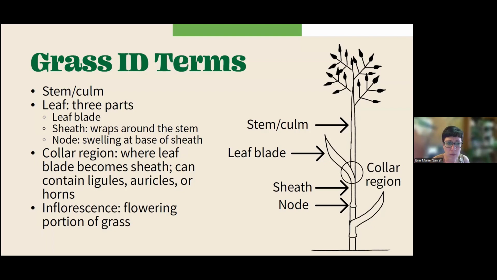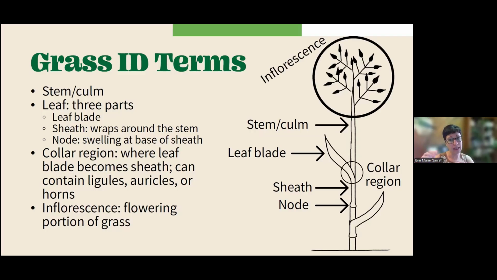Another term to be familiar with is the collar region. The collar region is that juncture where the blade becomes the sheath. That part on the grass is going to have some different characteristics potentially that are excellent for grass identification. So a lot of the times when I'm identifying a grass, one of the first things I'll do, especially if it's not in bloom, is pull that leaf blade back and look and see what characteristics I can find there. We're looking for things like ligules, auricles, or horns, and we'll look at what those are in the next few slides. But just know, collar region, good place to look.